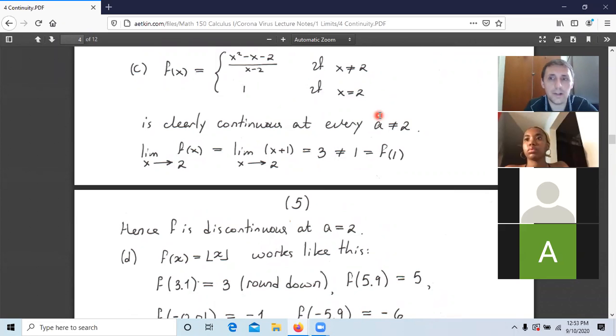Not such a stupid function, by the way. I can show you a very cool physics application with this function. And now the question is, where is this function discontinuous?